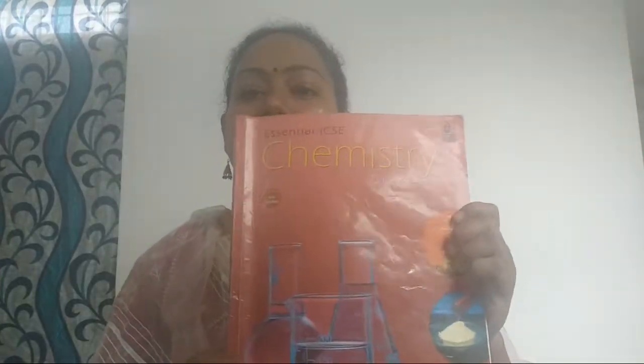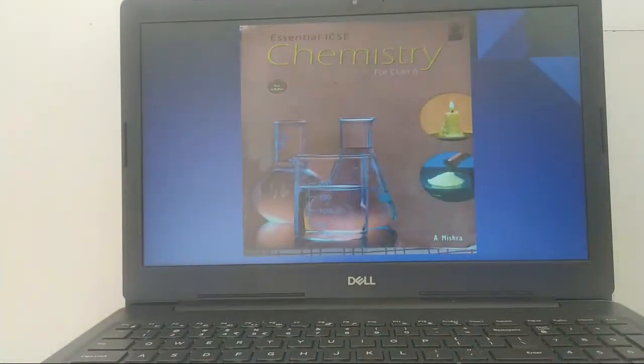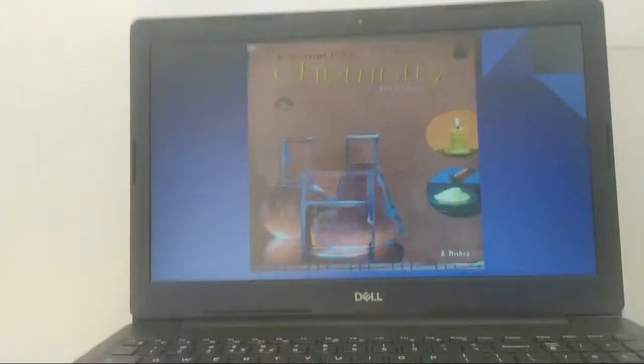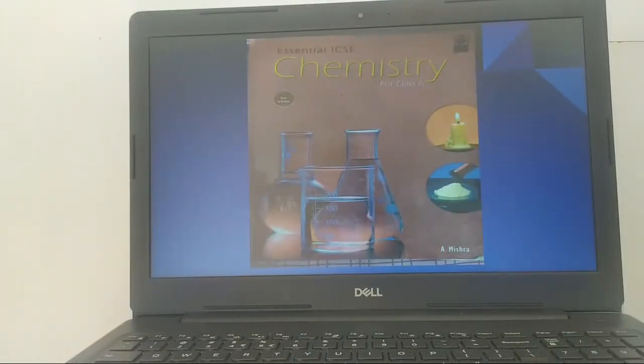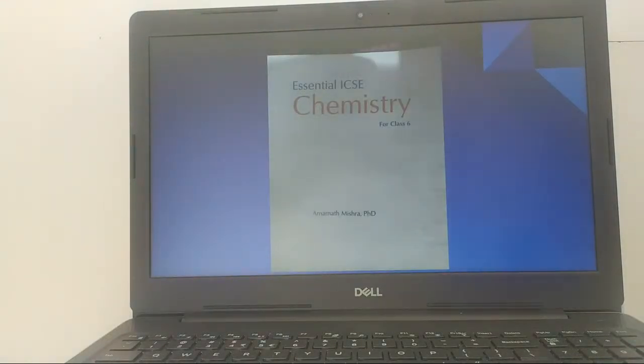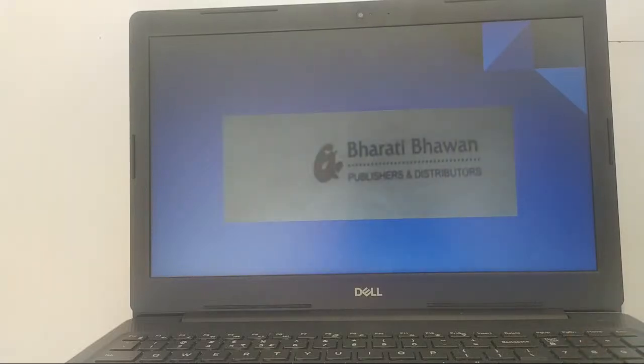Well, moving on with the syllabus, first of all, let me introduce the textbook which we'll be using this session 2020. The book which we'll be using is Chemistry. Let me show you on the slide. We'll be using this book, Essential ICSE Chemistry for Class 6th by A. Mishra. And the publication is Bharti Bhavan publication.